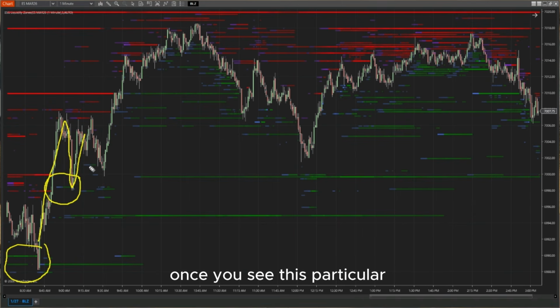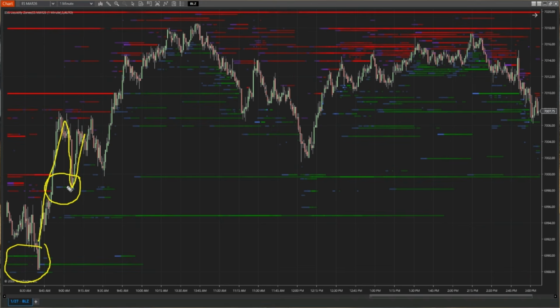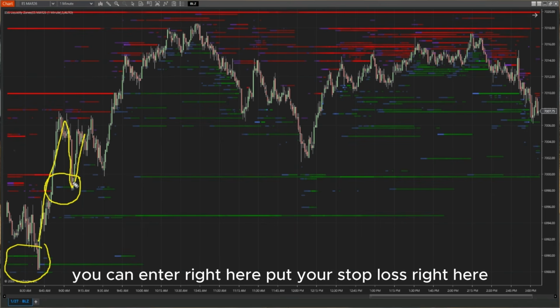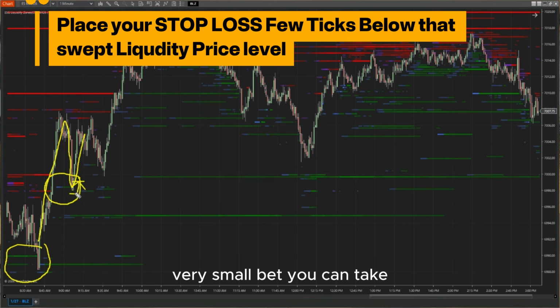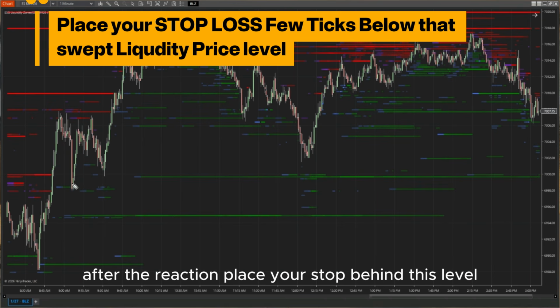Once you see this particular reaction, you should be able to take a small bet. Meaning, we are day traders. We don't want to trade anywhere and then put a stop loss very far, or trade with the largest stop loss. If you see this kind of reaction, you can enter right here and put your stop loss right here. It's a very small bet that can help you take a long run. Anytime you see this kind of reaction, you should be able to trade with entry after the reaction. Place your stop behind this level.